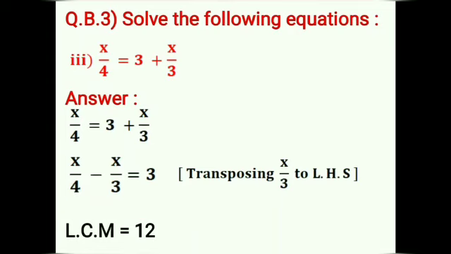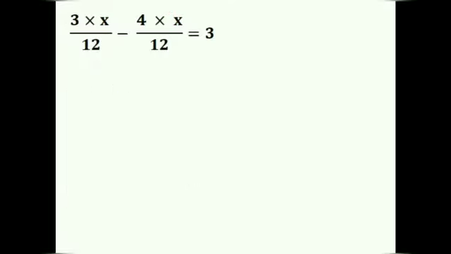So first fraction multiply by 3, and for the second fraction, the numerator as well as denominator we have to multiply by 4, because 4 3s are 12. So the next step is multiplying numerator as well as denominator for the first fraction by 3 and the second fraction by 4. So here the answer is 3x divided by 12 minus 4x divided by 12, which is equal to 3.